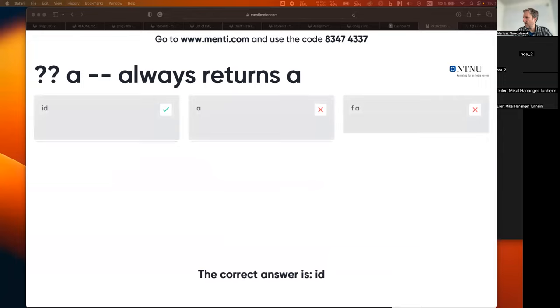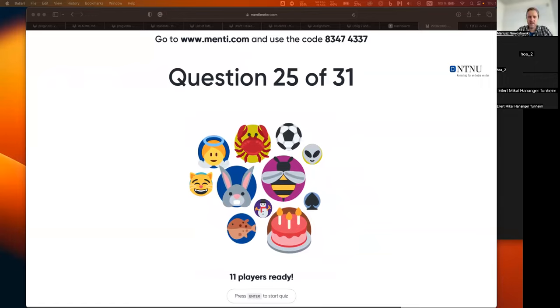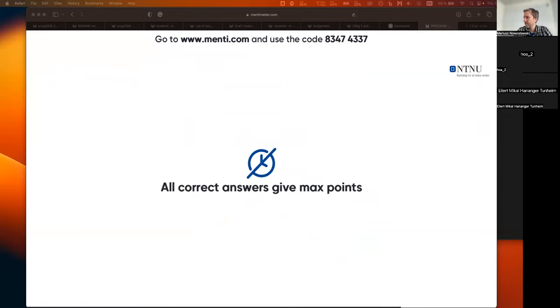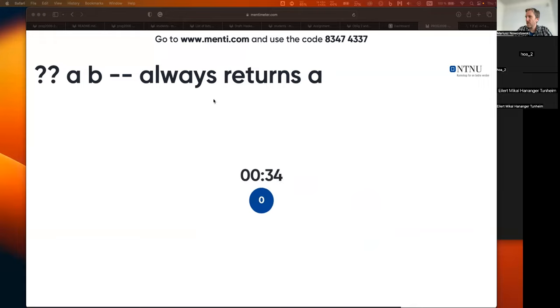The correct answer is ID. That's 4 people got it right. What's the function which always returns A in this case? So there is a function which takes 2 arguments and always returns A.